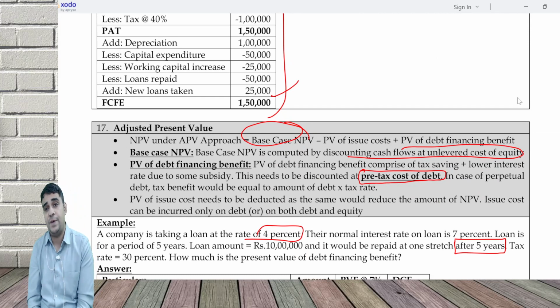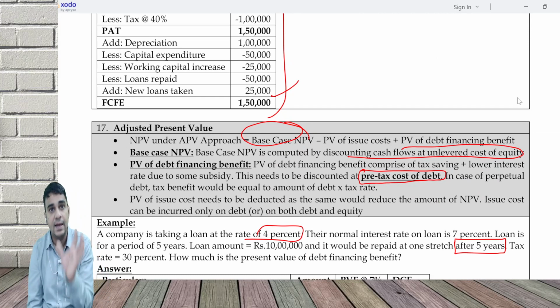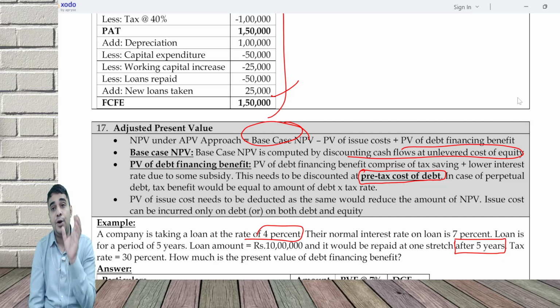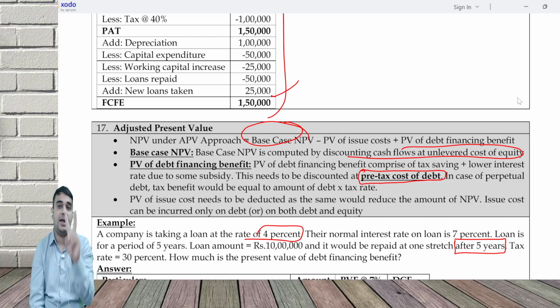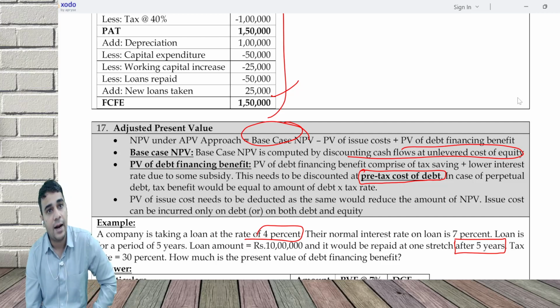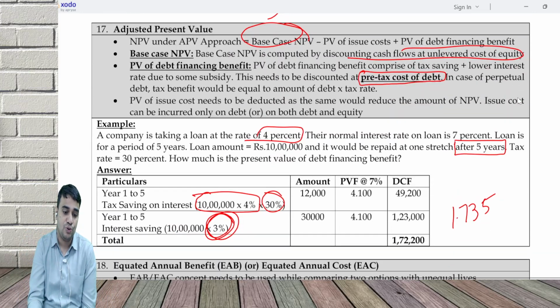Adjusted present value approach basically says first evaluate the project without bringing the debt equity mix. Assume it's fully equity funded. Calculate base NPV. When you do base NPV, no issue cost, nothing needs to be brought in. Base NPV is present value of future cash flows discounted at unlevered cost of equity. Then bring the tax angle. Debt has tax benefit. There are two benefits. One is tax benefit. Second is lower interest. Factor that and deduct something called as issue cost.